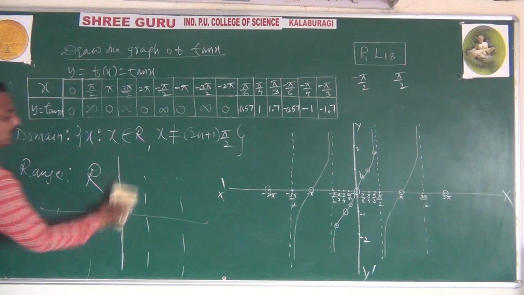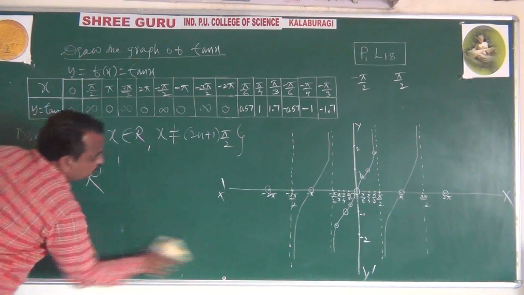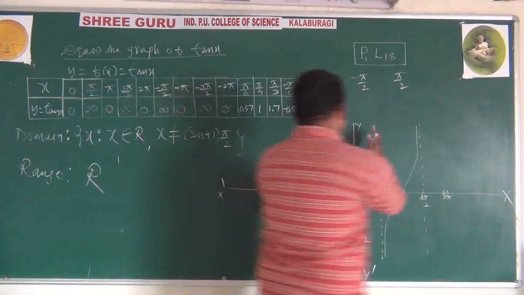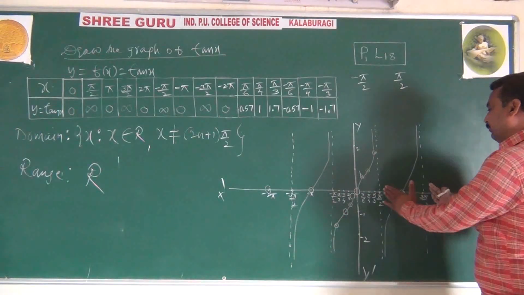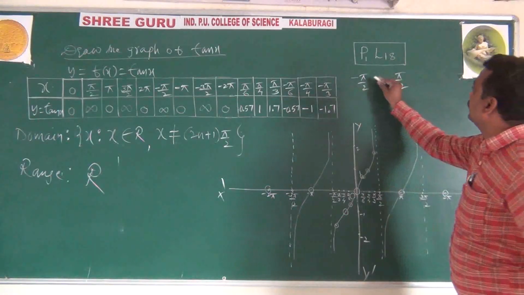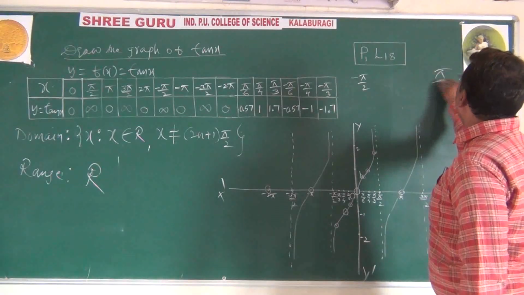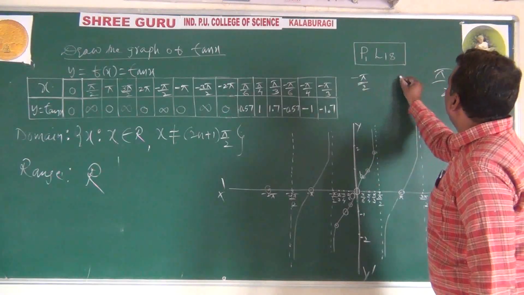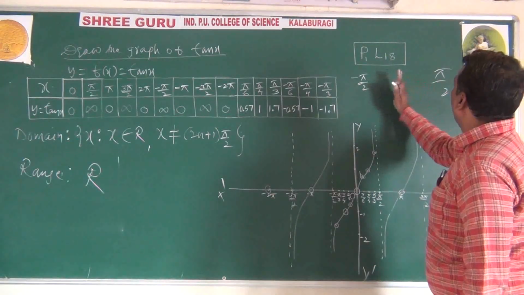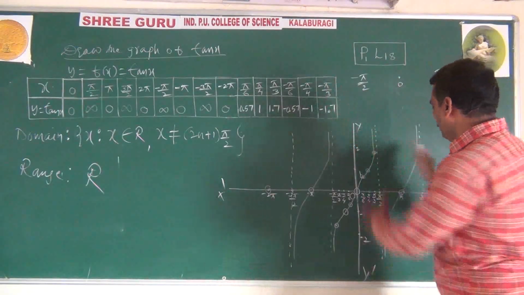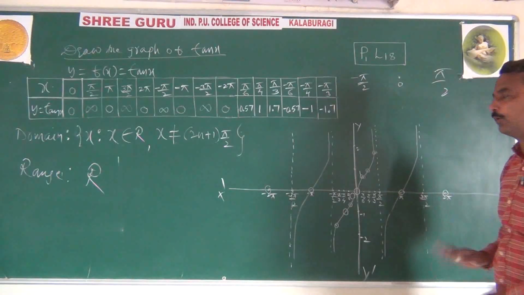Then later I have chosen one interval, minus pi by 2 to pi by 2. You may take any one interval. In between minus pi by 2 and plus pi by 2, I have taken three positive values and three negative values. You may take both positive values also, no problem.